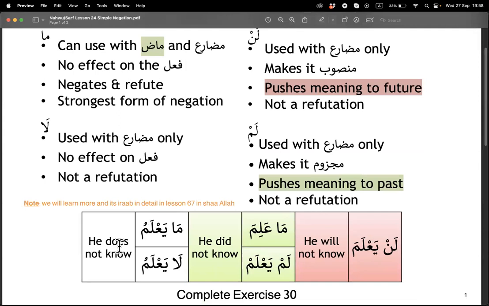He does not know. Ya'lamu is ya and dhamma, so he, huwa. So he does not know. And if we use it with fi'il madi, then it becomes past tense. He did not. Okay. And ma is basically the strongest form of negation because not only does it negate, but it refutes also. Okay.